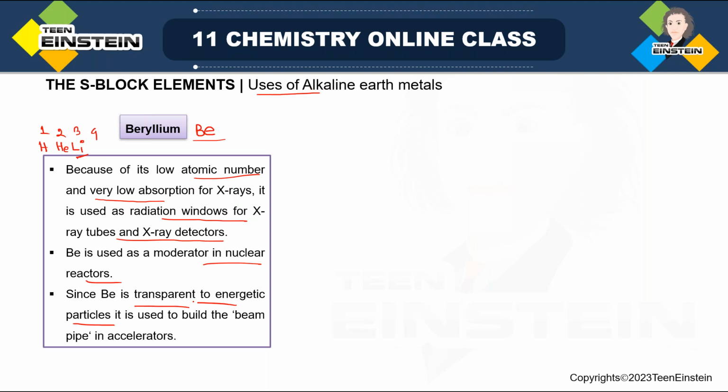So that is why we use beryllium metal to build the beam pipe, for the same reason that we use beryllium for making the windows for X-ray or ray tube or detector. The same reason here also. So these are the applications of beryllium.